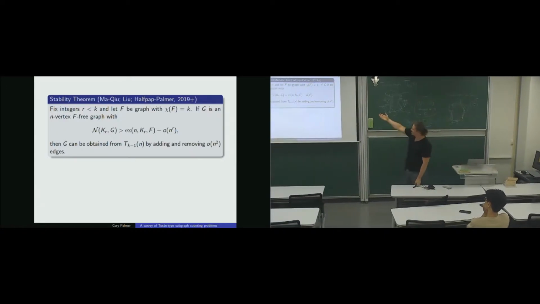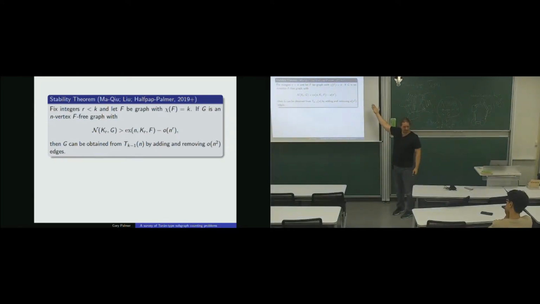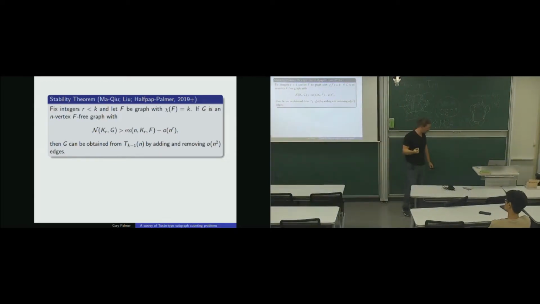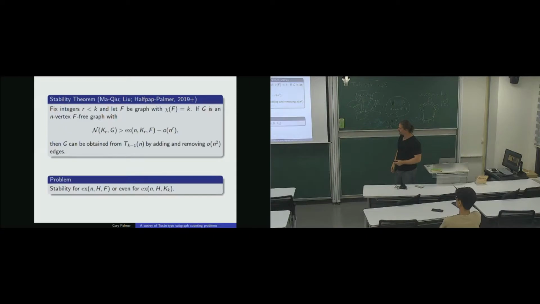So this is just like the ordinary stability theorem. If you replace r with 2, it's precisely the ordinary stability theorem. You're close to the extremal number, a little bit below, you're not far from being the extremal graph, which is the Turán graph here. And before I prove it, I want to mention a problem here.